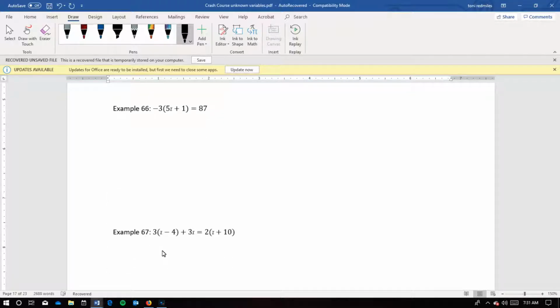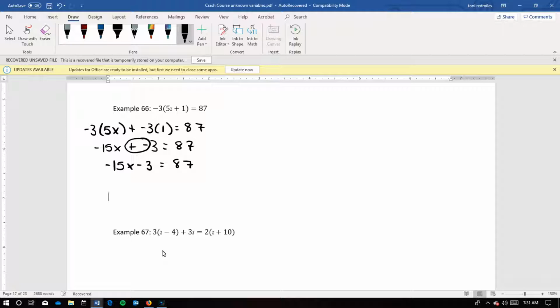All right, let's distribute through this negative 3. Negative 3 times positive 5 is a negative 15x. And the negative 3 times the 1 is a negative 3. Two signs again, but this time they turn into a negative. So now I can see that the 3 is subtracting, so I have to add it.